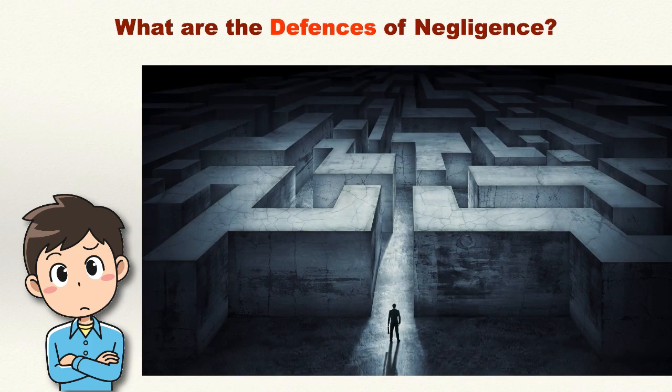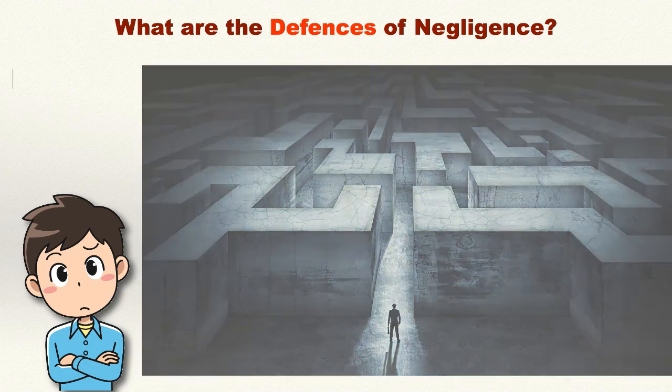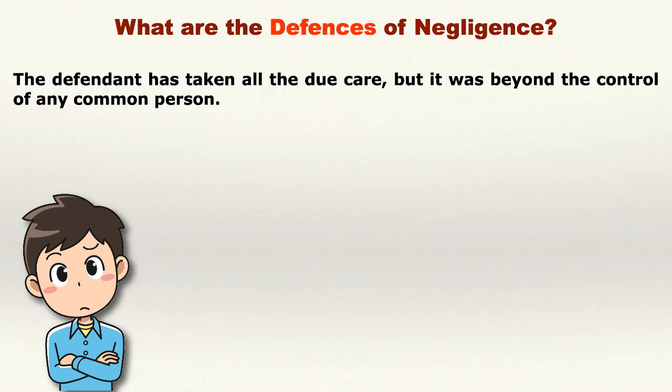Okay. Now, our next point is what are the defenses of negligence? So, say you committed some mistake or negligently caused injury to someone else. What are the conditions in which you will escape or you won't be held liable to pay the compensation? So, there are certain conditions in which you can escape from the situation. Let's check out what those conditions are. The first one is the defendant has taken all the due care, but it was beyond the control of any common person. So, if something happened, you have taken all the due care, but the situation was beyond your control, or any person cannot control that situation in normal circumstances, then you won't be liable.